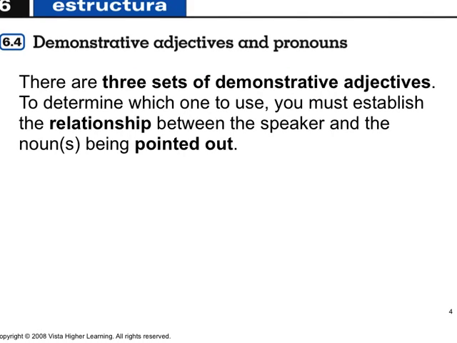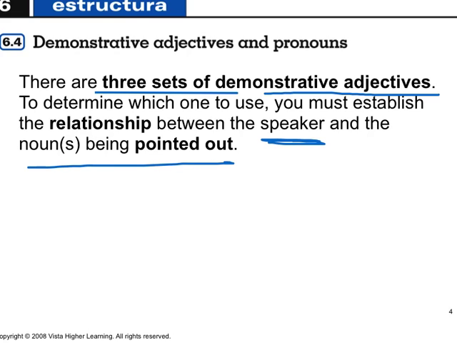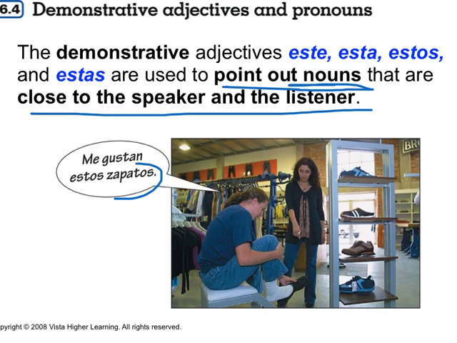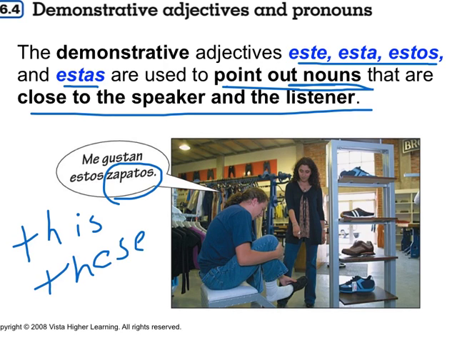So these three sets of demonstrative adjectives determine your relationship between the speaker and what is being pointed out, or who is being pointed out, the noun. So in the first set of demonstrative adjectives, we're going to point out nouns that are close to the speaker and the listener. For example, these zapatos right here. They're close to both the listener and the speaker. So you're going to use a form of este, esta, estos, or estas. We're talking about this and these. Me gustan estos zapatos. Zapatos is male, it's plural, so you use the form estos.